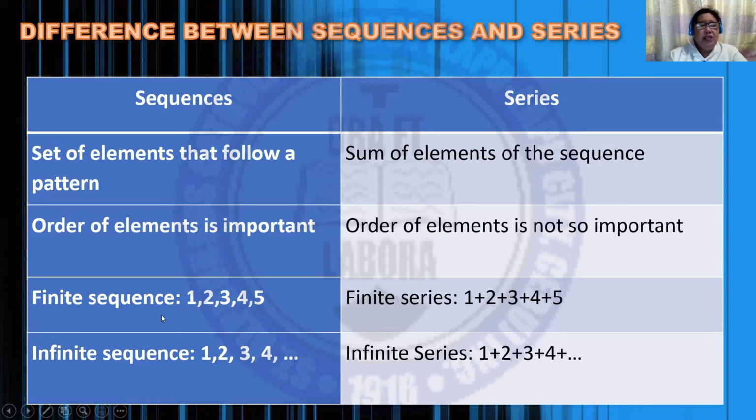For a finite sequence, we have an example: 1, 2, 3, 4, 5. So no ellipses. For a finite series, we have 1 plus 2 plus 3 plus 4 plus 5. So there is a last term, so no ellipses. For an infinite sequence, we have an example: 1, 2, 3, 4, and so on, represented by the ellipsis. And for an infinite series, we have 1 plus 2 plus 3 plus 4 plus, and so on and so forth.